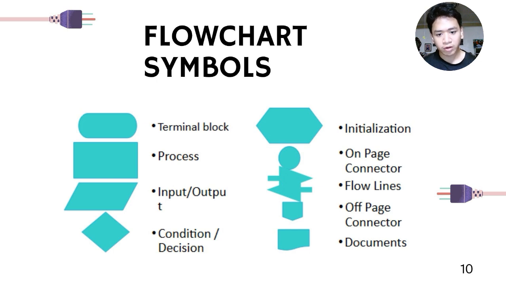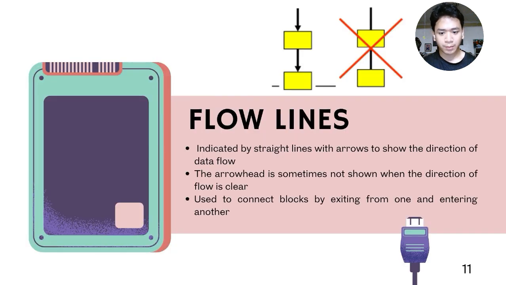The decision block, which is a diamond shape, represents a condition or decision point in the program. It asks a question, and based on whether the answer is true or false, the program follows one of two paths. There are also connectors and flow lines that help link different parts of the flowchart and show the direction of movement between steps. Flow lines are the arrows that connect the symbols. They show how data or control moves through the program.